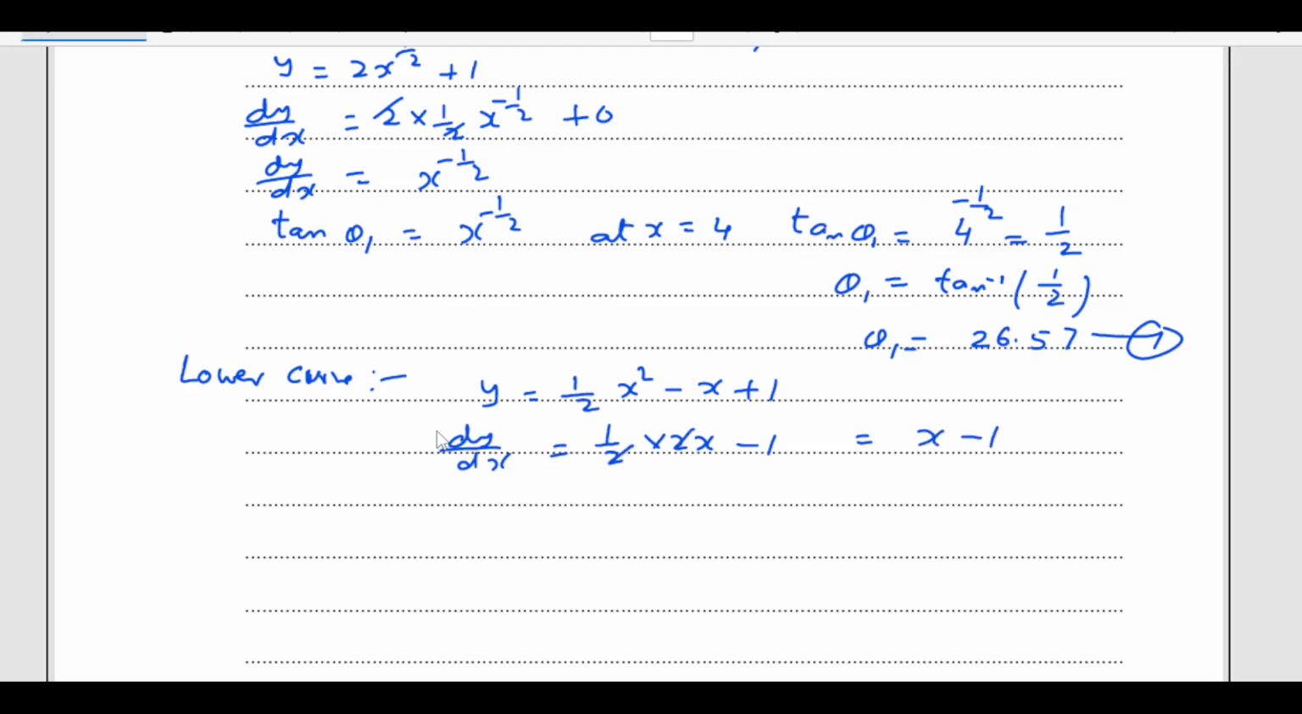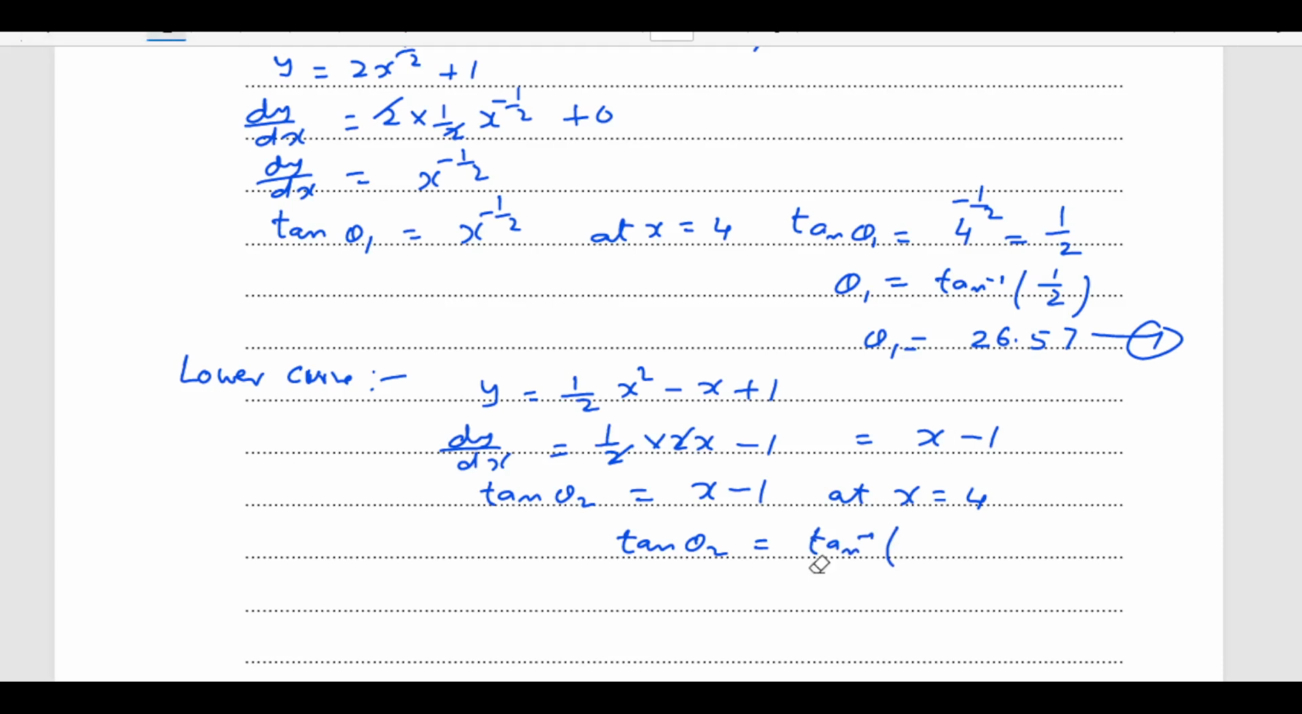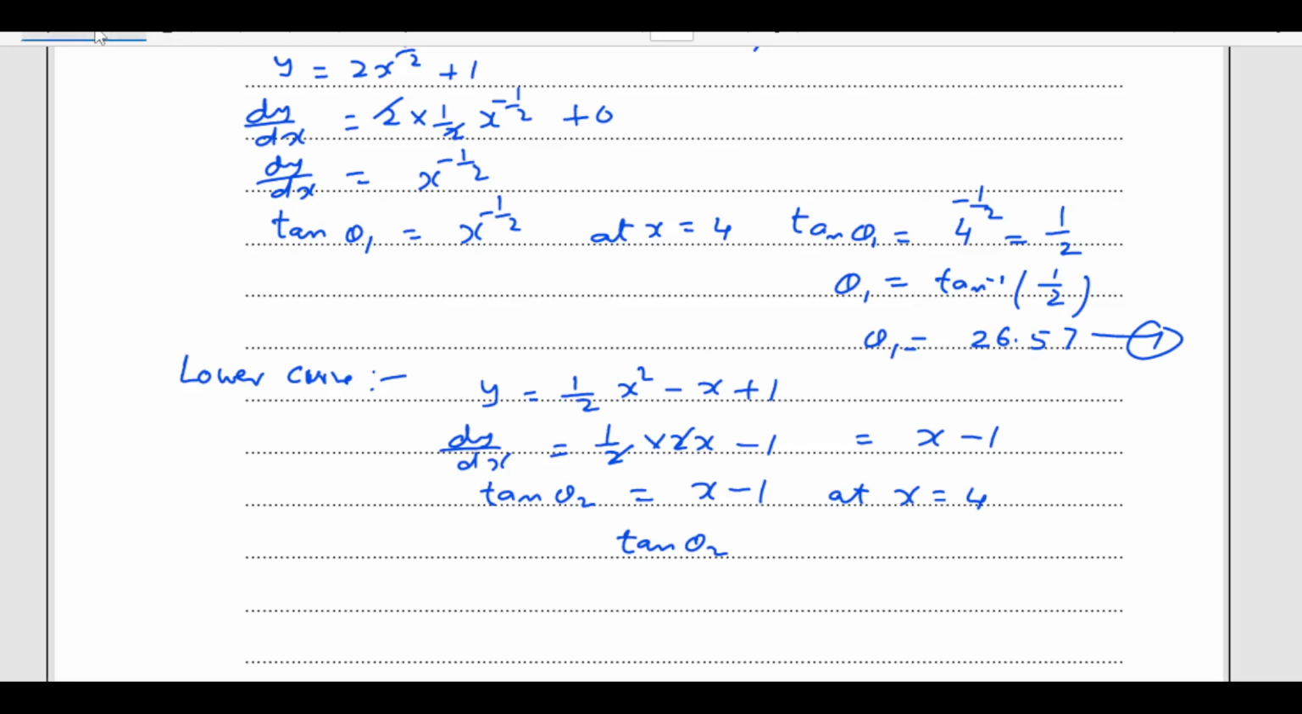So this 2 and 2 gets cancelled. Again now this is tan theta 2, right? So this is x minus 1. So at x equals 4, tan theta 2 is going to become tan inverse. So tan theta 2 is equal to 4 minus 1, that is 3. So theta 2 is tan inverse 3, which is 71.57. So this is number 2.